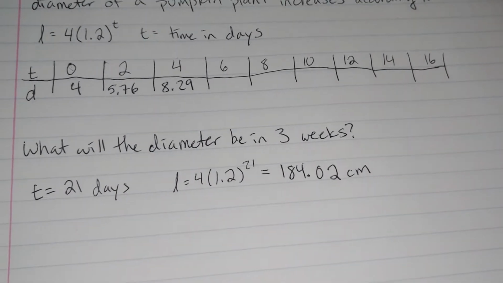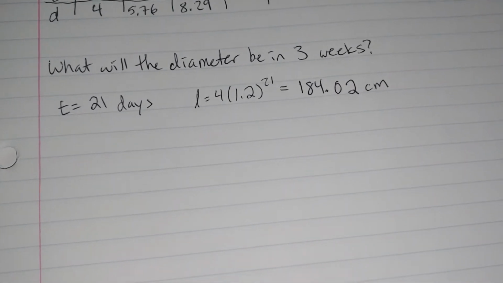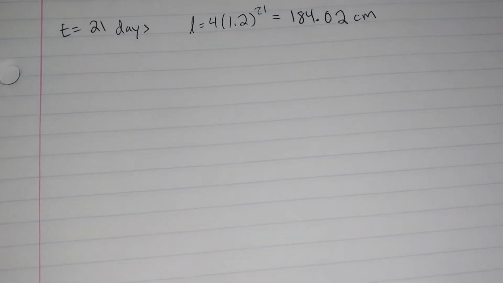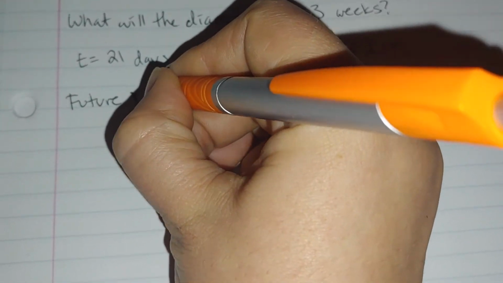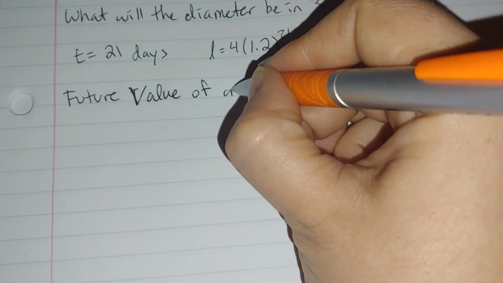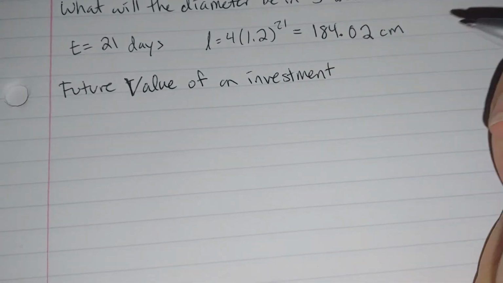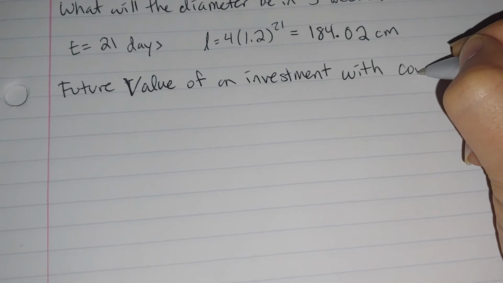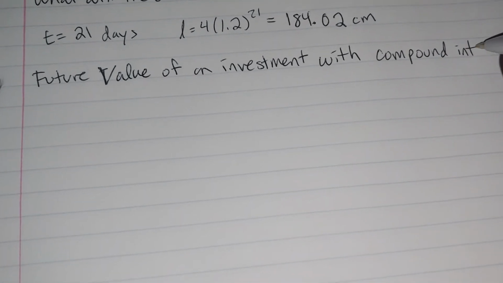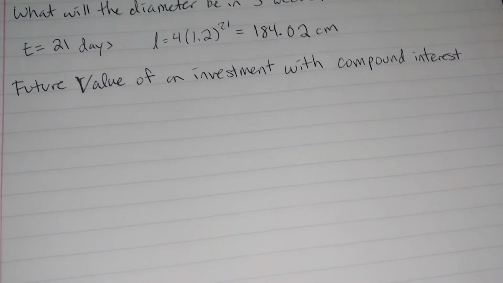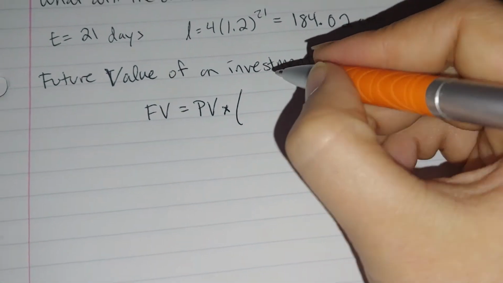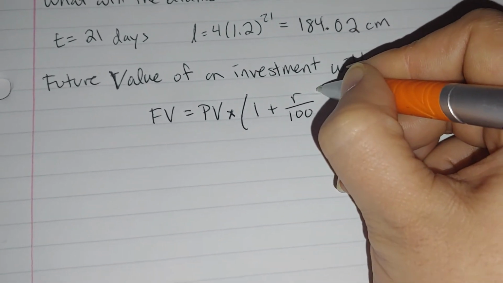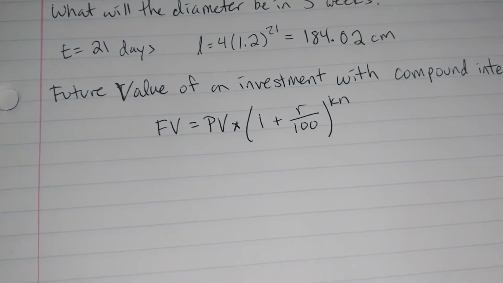All right. Another thing that we can do is we can use exponential functions for financial equations. So the big one we want is the future value of an investment with compound interest. That is FV, or future value, equals PV times 1 plus R over 100 to the Kn. Let's define what all of this is.